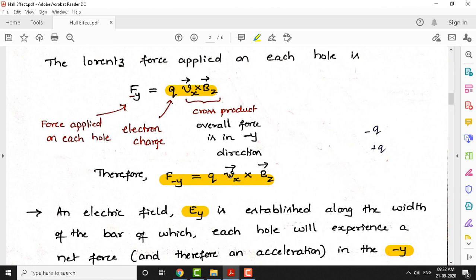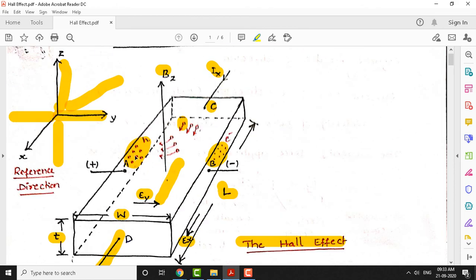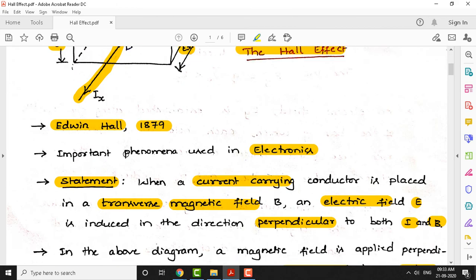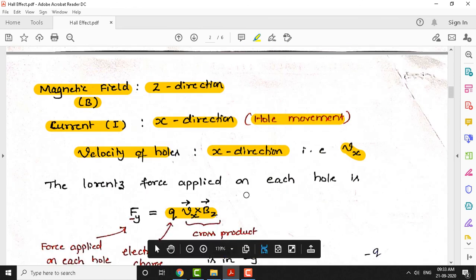is going to be q times Vx, a vector Vx in the positive x direction, crossed with the magnetic field vector which is in the positive z direction here. So this is the force acting on the hole that gets deflected to the minus y direction. Look at the diagram here. Holes get deflected in the minus y direction. The force acting on these holes, F minus y shown here, is equal to q times Vx into Bz. So with that I will stop at this point.